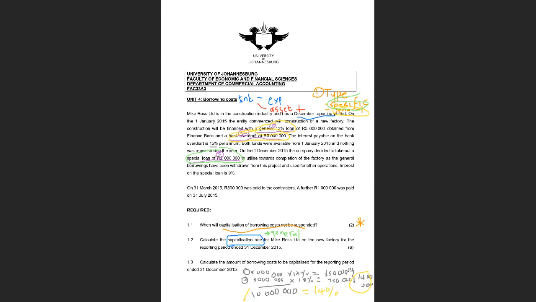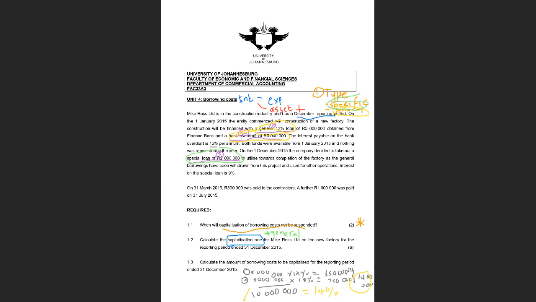When we calculate the capitalization rate, the formula which you learned in the theory class is that you first calculate your interest for each general loan. So we take the loan amount multiplied by the interest rate for each one, and that will give us a total interest of 1.4 million for both these general loans. You then take the total interest divided by your total loan amount, which is basically the two loans added together, and multiply that by 100, and that will give you your capitalization rate.